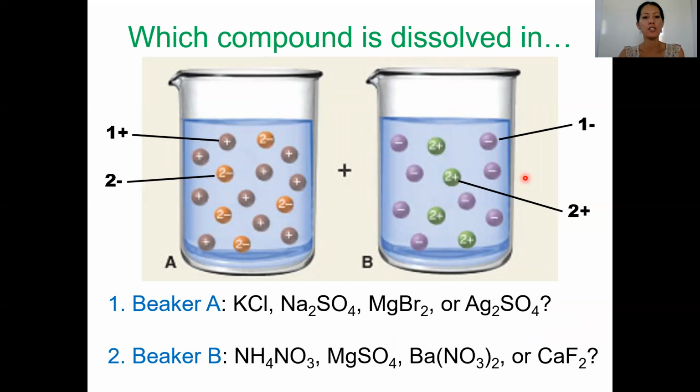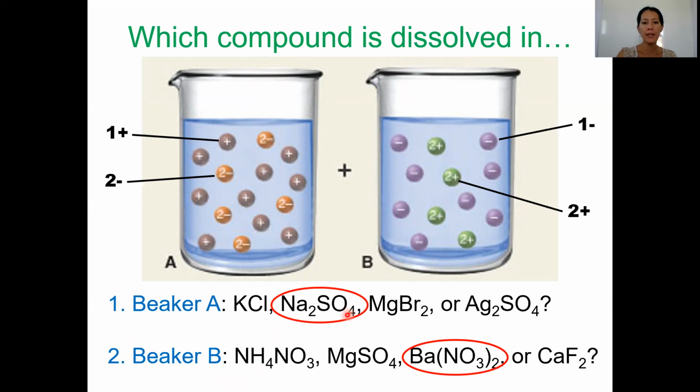Okay, the last little bit is to just test your knowledge. So I have 2 beakers. Beaker A has a 2- anion and a 1+ cation. I want you guys to tell me out of these, which of these could be dissolved in beaker A. So number 1, it has to be soluble in water. Number 2, it needs to produce a 1+ cation and a 2- anion. So pause and have a think about that. Also do beaker B. Beaker B has a 1- anion and a 2+ cation. So do both and then unpause.